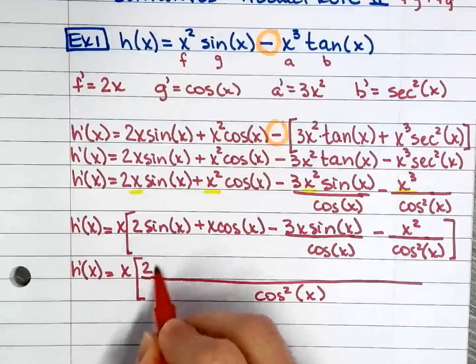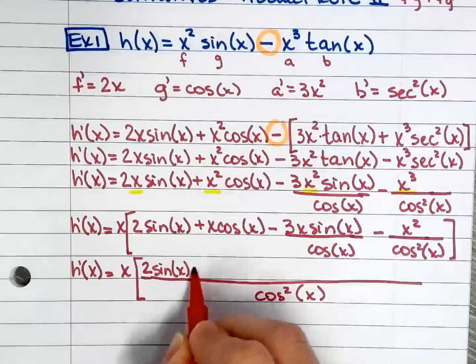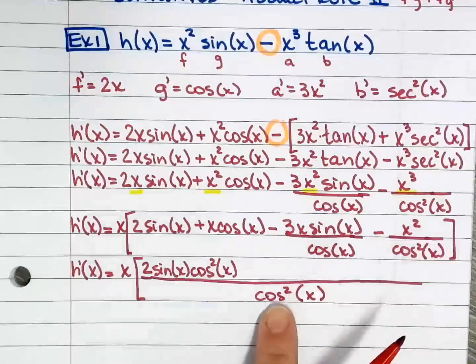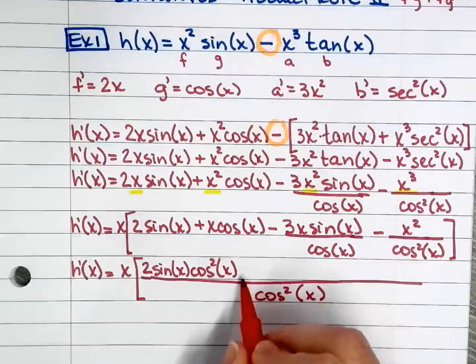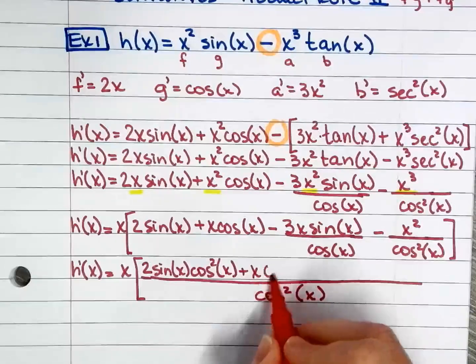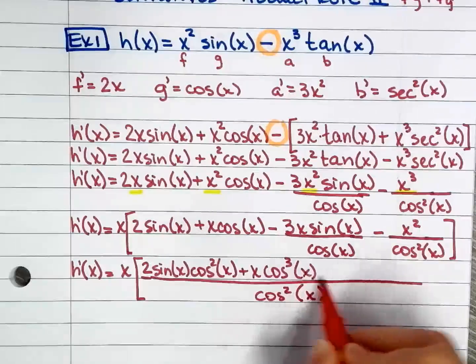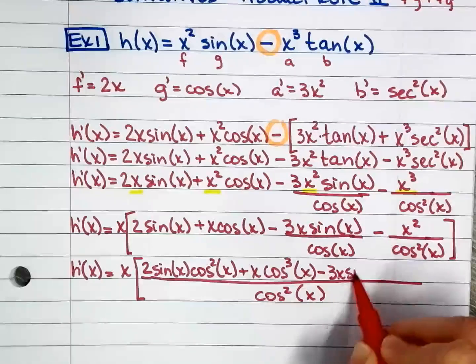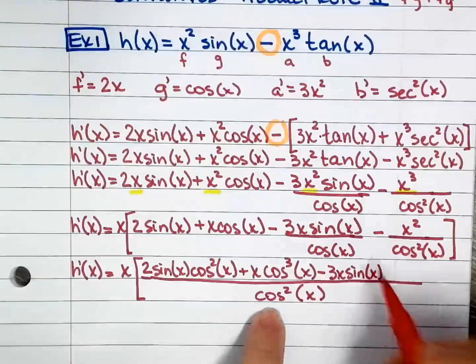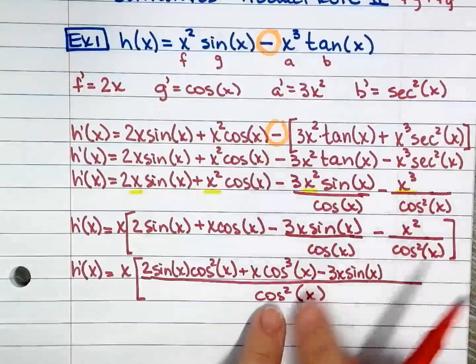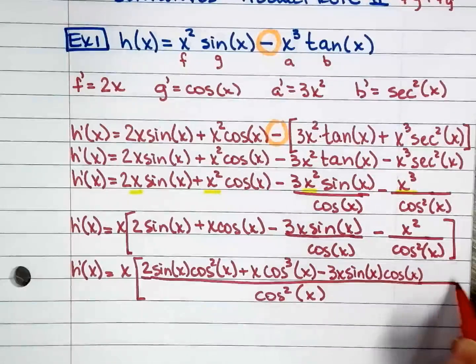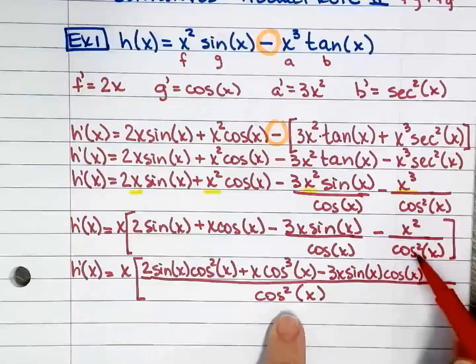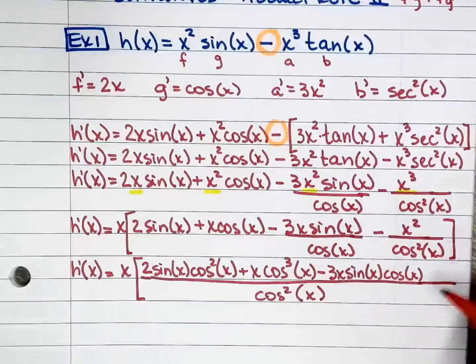So off we go. So 2 sine of x cosine squared of x, because I multiplied that by the common denominator to make that even out, I guess. So x cosine cubed of x minus 3x sine x multiplied by cosine, just one cosine, not cosine squared, because I already have a cosine here. So just cosine, and then this one I don't have to do anything because it's already over the common denominator, so minus x squared.